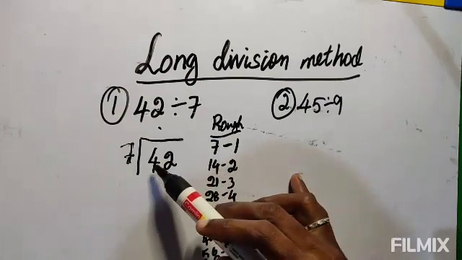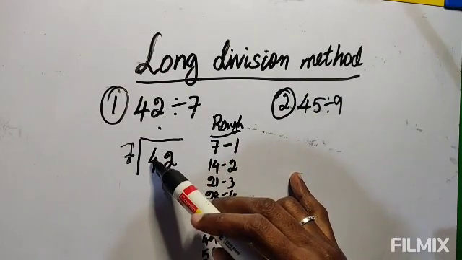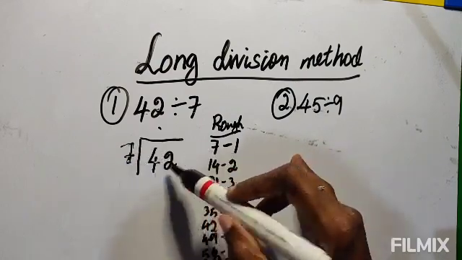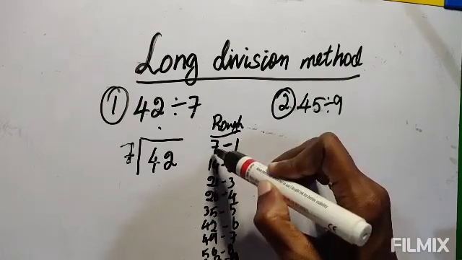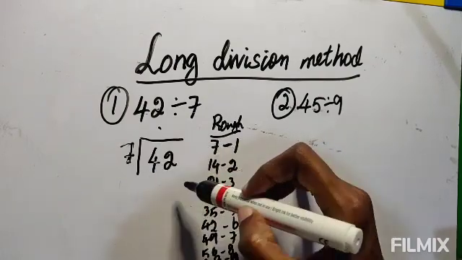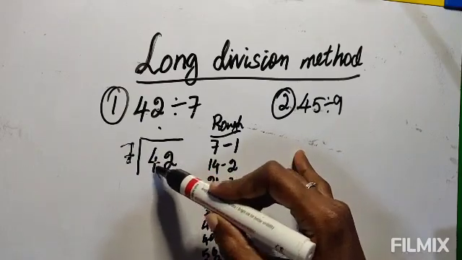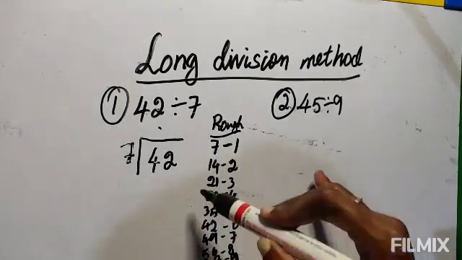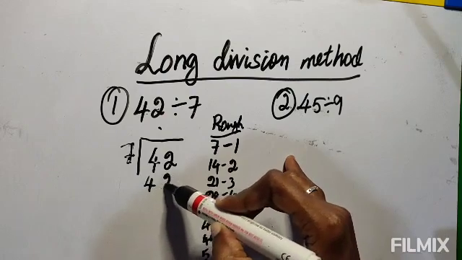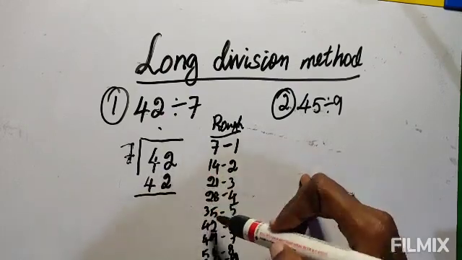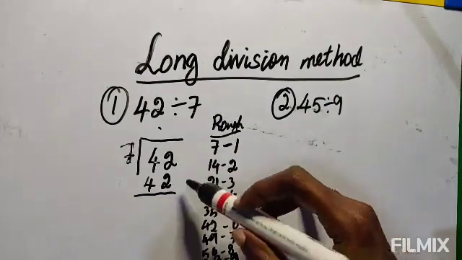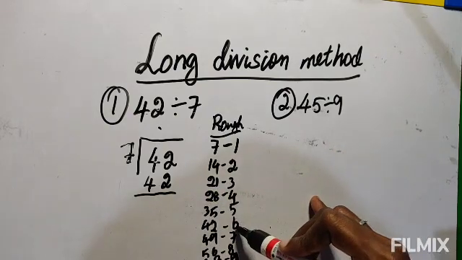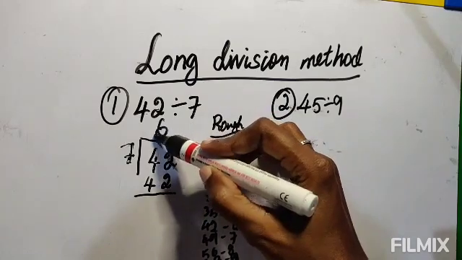Now first we will take 4, but 4 is smaller than the divisor, so you cannot divide. You have to see whether 4 is coming in the table. 4 is not here, 7 only is here. So you have to take 2 digits together, 42. Now check whether 42 is here. 42 is here, so you will write it here. You have to check whether this number is there, otherwise any smaller number. We have 42, and 42 is how many times? It is 6 times, so that 6 you will write here.